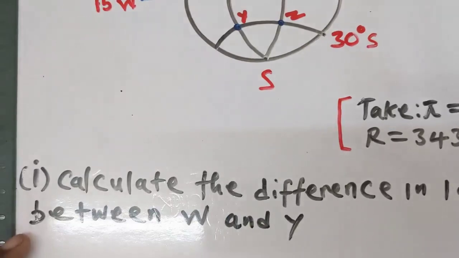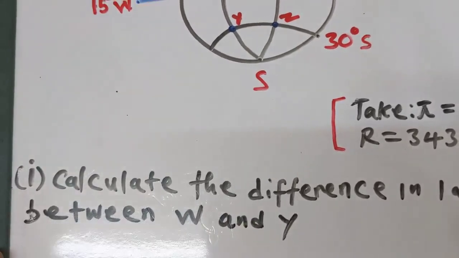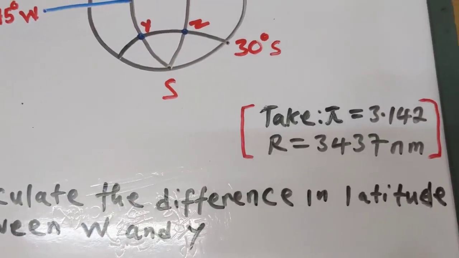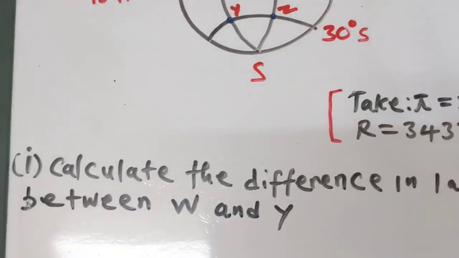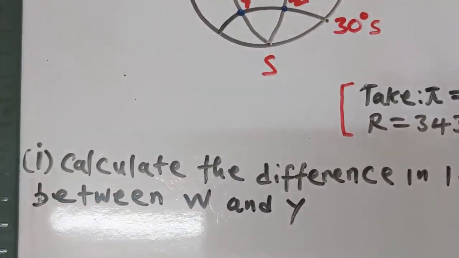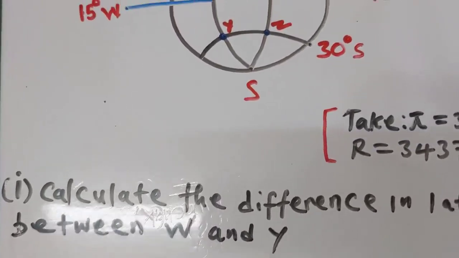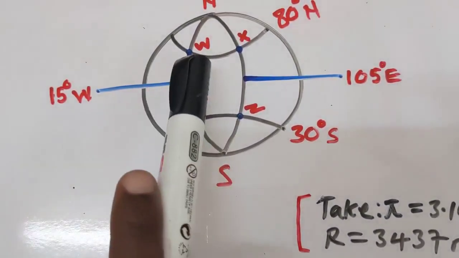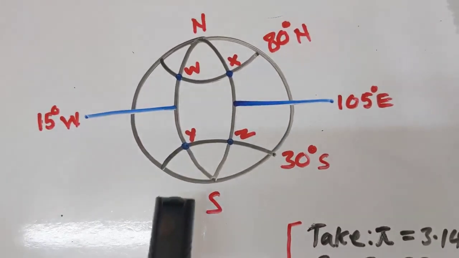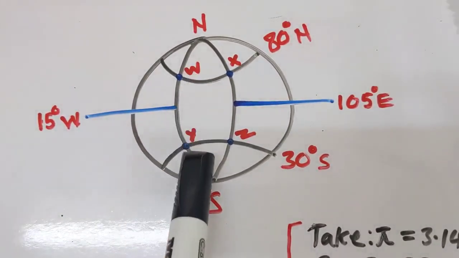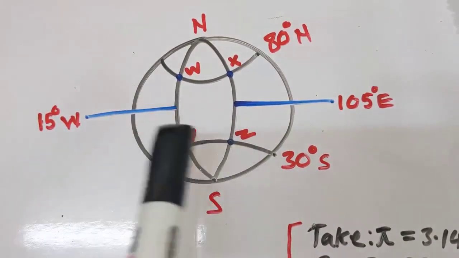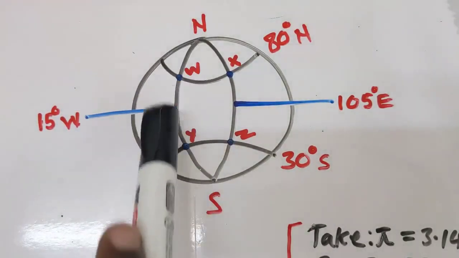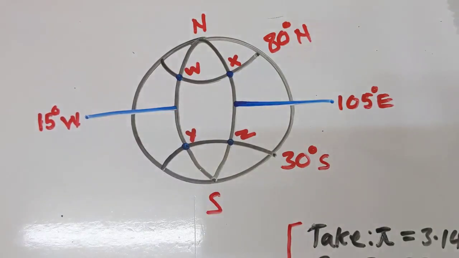Now the question is, calculate the difference in latitude between W and Y. Where is W and Y? Here. This is it here. The difference between W and Y. So if you look at this, this is a longitude. This is what we actually said in the previous video.